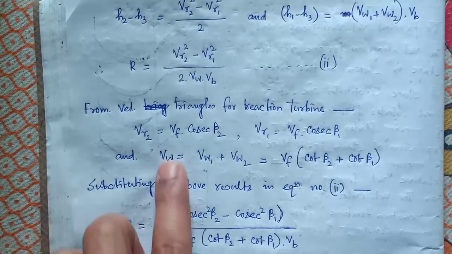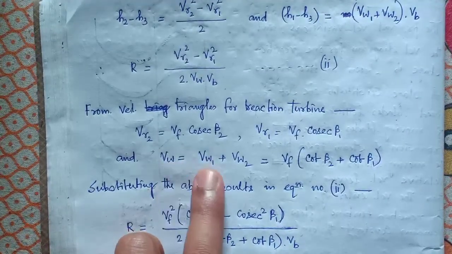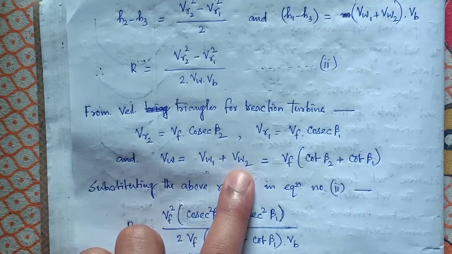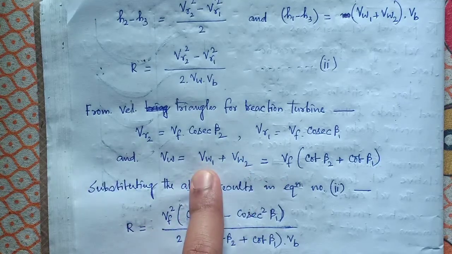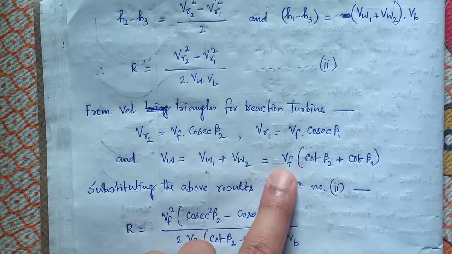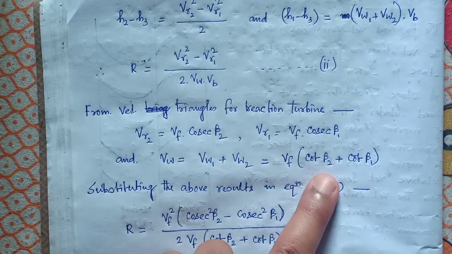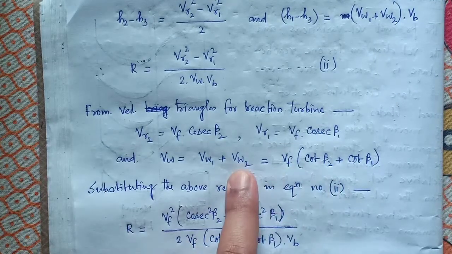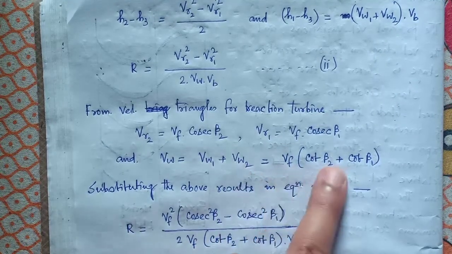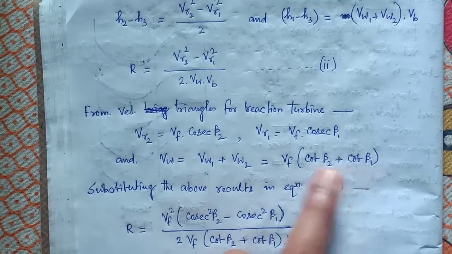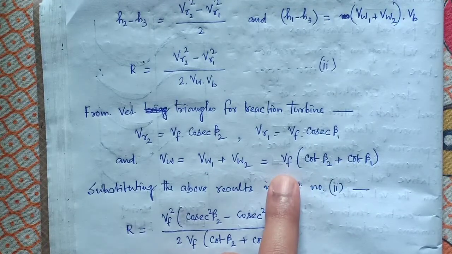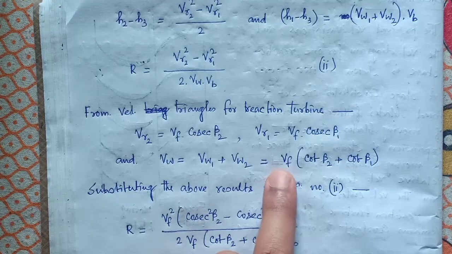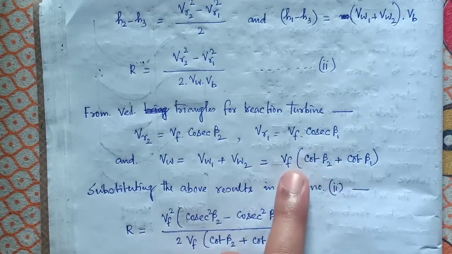And obviously this Vw will be equal to Vw1 plus Vw2. Again, if you follow the triangle, Vw1 will be equal to Vf1 cot beta 2 and Vw2 will be Vf2 cot beta 1. As we have mentioned earlier, Vf1 equals Vf2 equals Vf. So we can write Vf into this one.